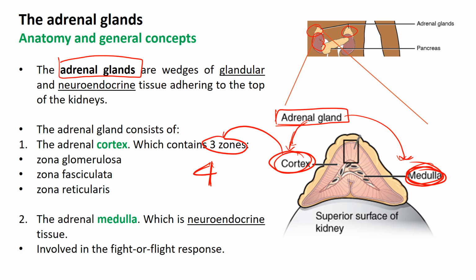Three hormones, three zones. What do you need to know here? G, F, R. G for glomerulosa, zona glomerulosa, F for fasciculata, and R for reticularis. Okay, GFR. I remember this because normally GFR stands for something in the kidneys, glomerular filtration rate. That's how you measure if the kidneys are working properly. But it helps me to remember GFR for glomerulosa, fasciculata, and reticularis, and then the hormones they produce. We're going to see it now.